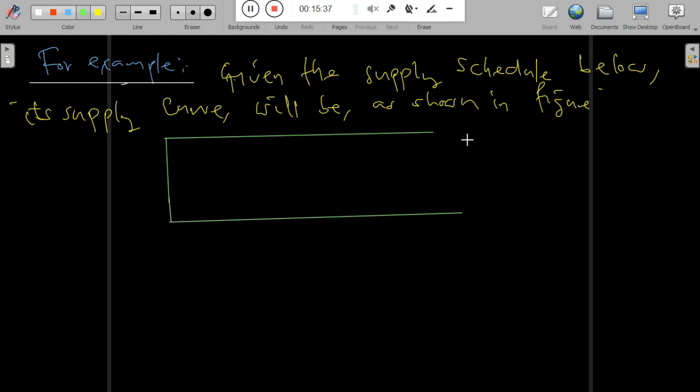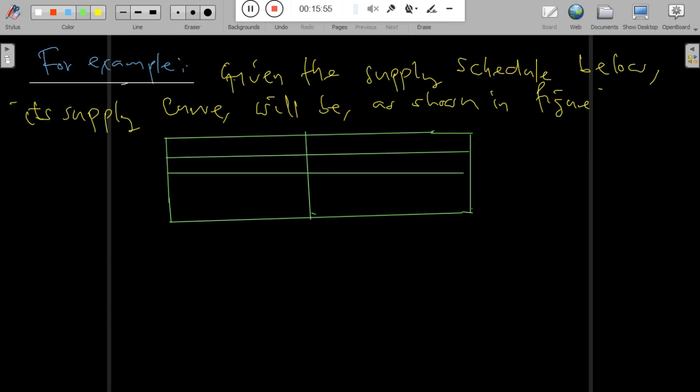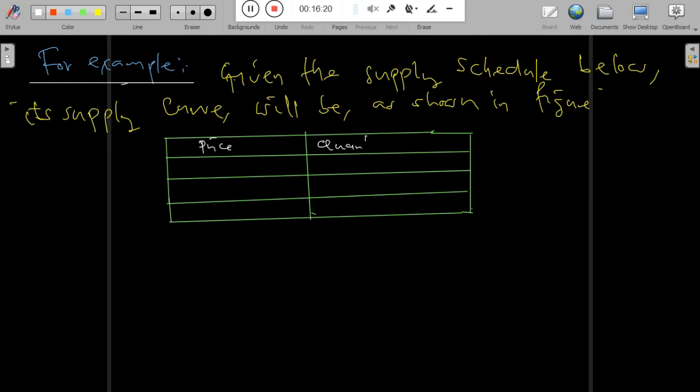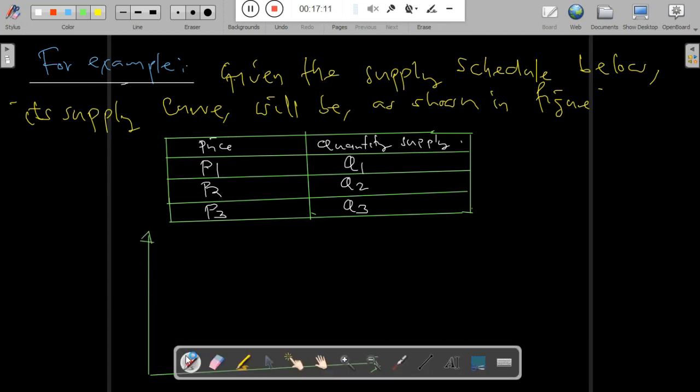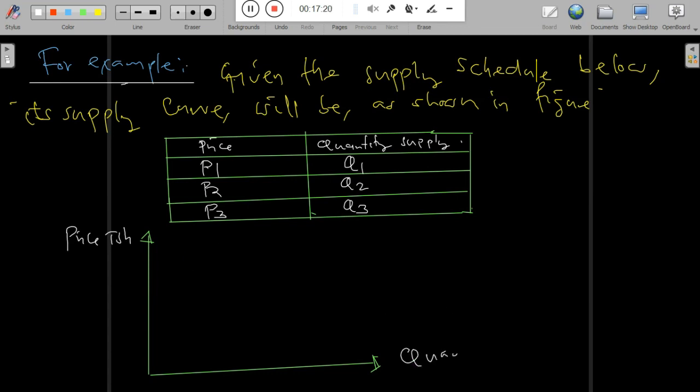Let's look at another example. Given the supply schedule below, its supply curve will be shown like this one. Suppose we have the price and the quantity supplied, with price 1, price 2, price 3, and the quantity supplied Q1, Q2, and Q3. When you sketch out the graph, it will appear like this. We present the supply curve. You may present it in this way.